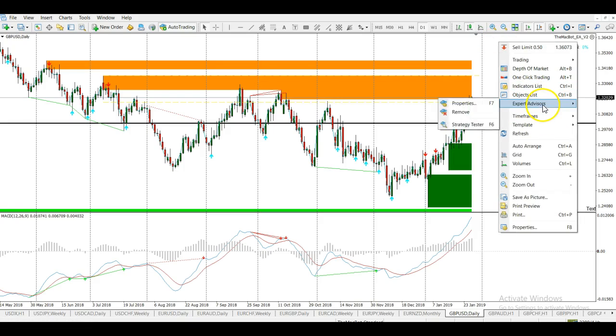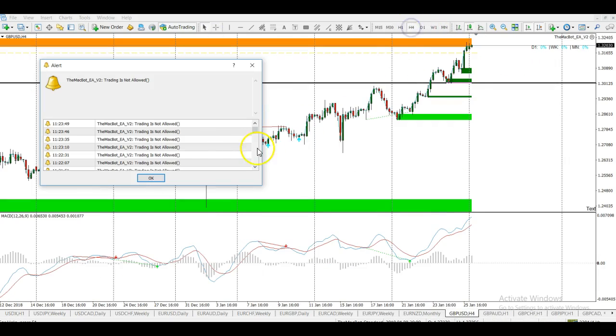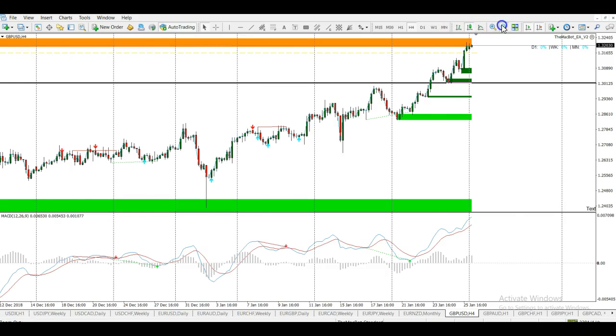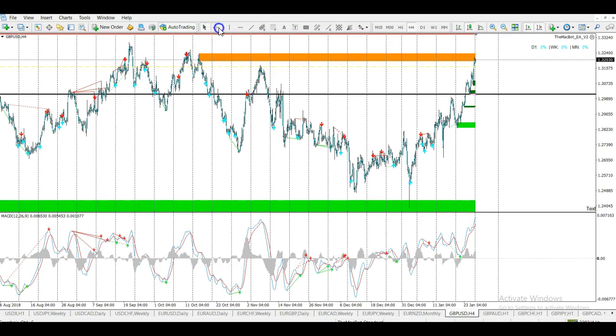So what I'm going to do is load the MacBot, just measure this zone here, and put it above this high here, which is 60 pips. This high up here should be a safe place for a stop.